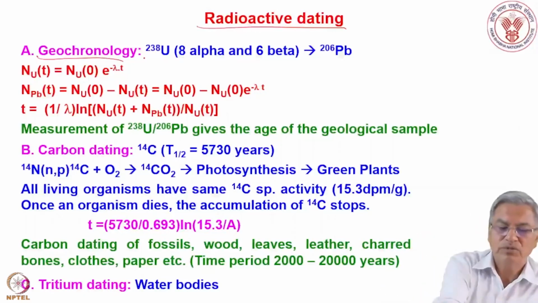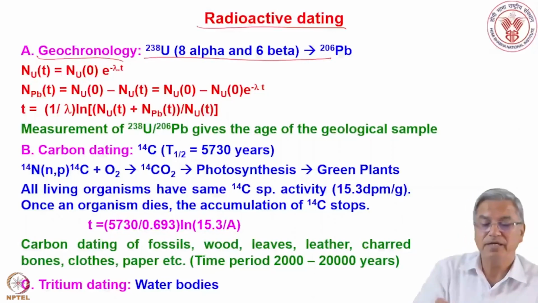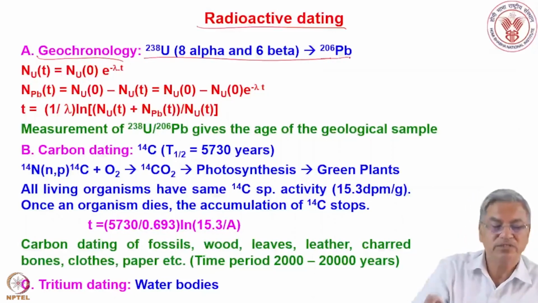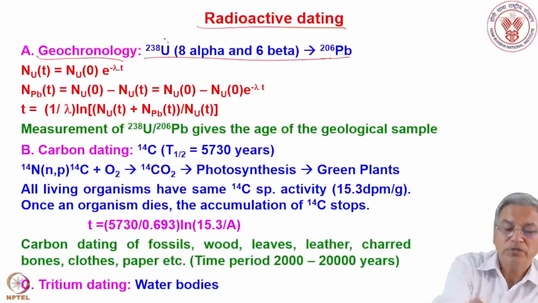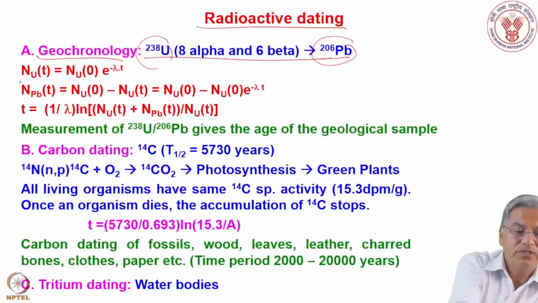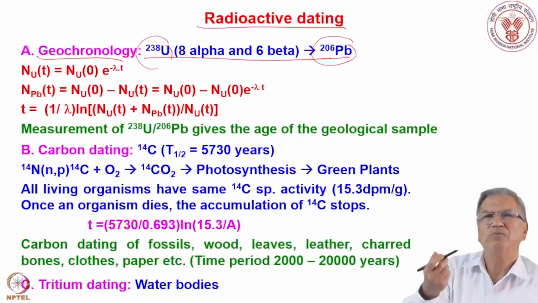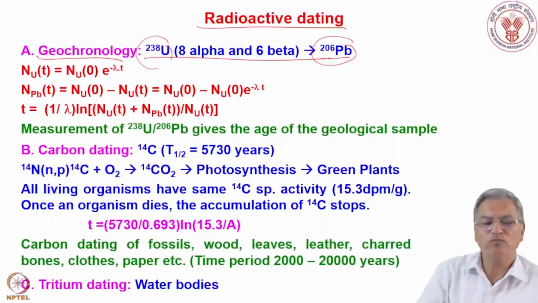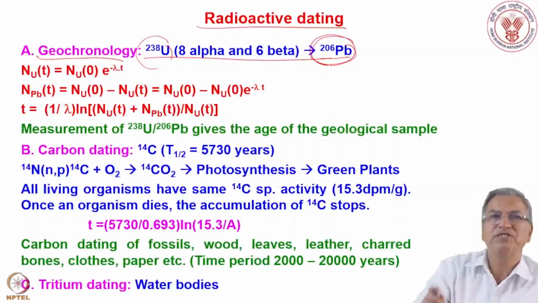And this is based on the natural radioactivity series, 238 uranium decaying by alpha and beta to 206 lead. So you find out the uranium content and the lead content in the rock. Initially, let us assume that there was only uranium, or even if there was some lead, you will know, because not all isotopes are formed by uranium decay. So you can find out what was the initial lead present in the rock.